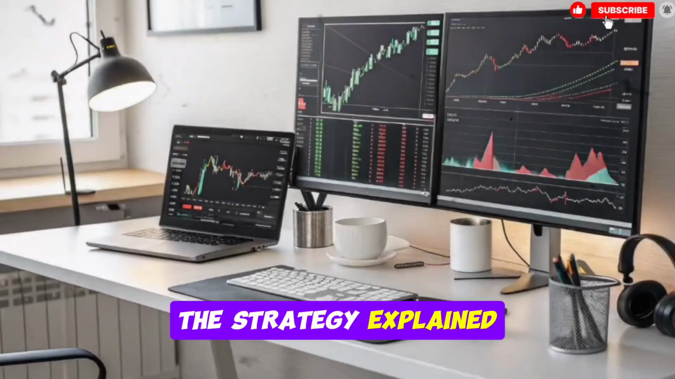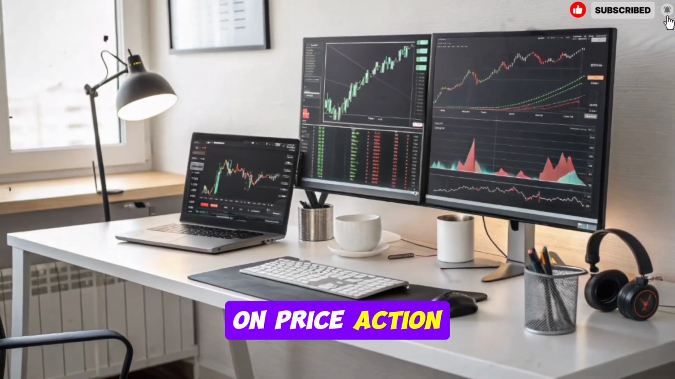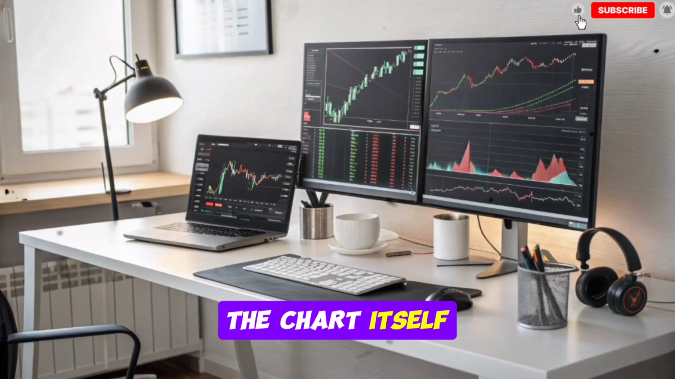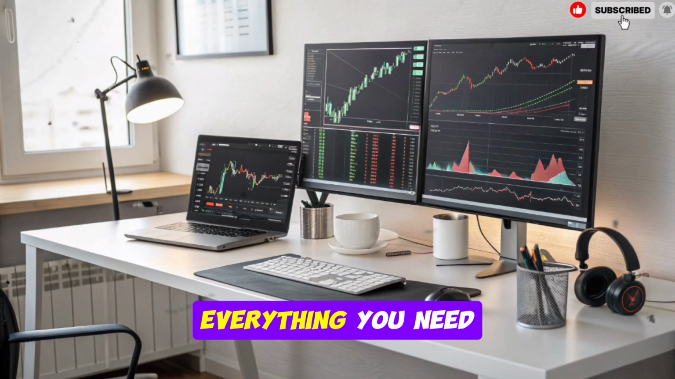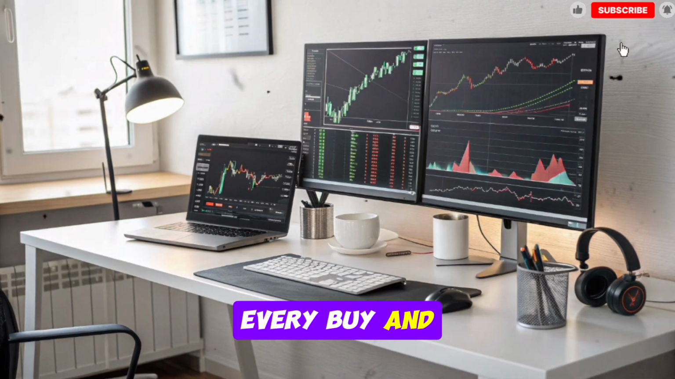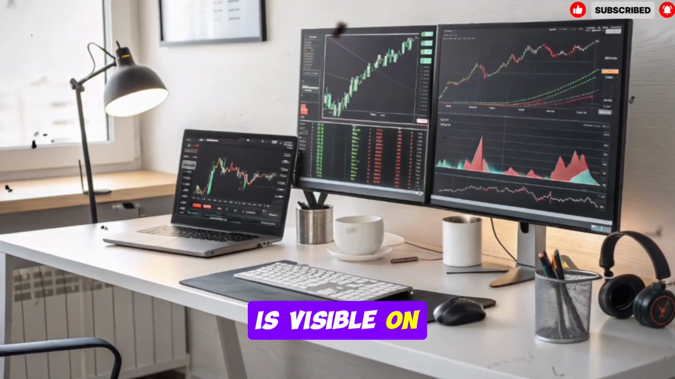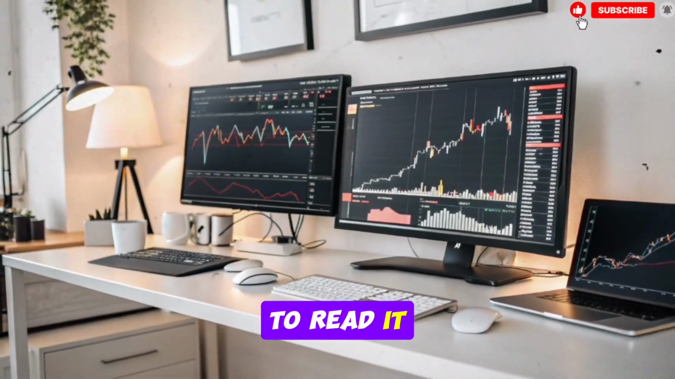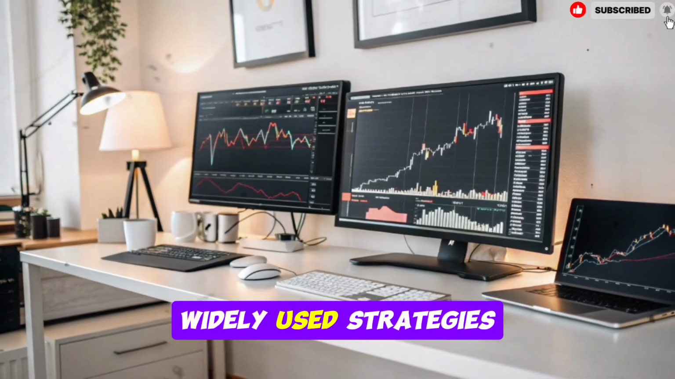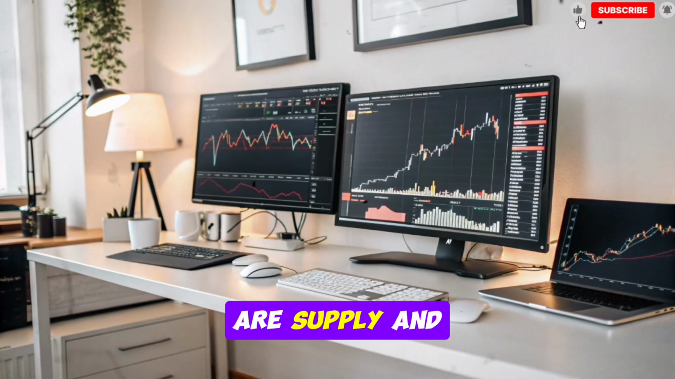The strategy explained here focuses purely on price action, meaning the movement of price on the chart itself. Price already reflects everything you need to know. Every buy and sell decision from banks, institutions, and major players is visible on the chart if you know how to read it.